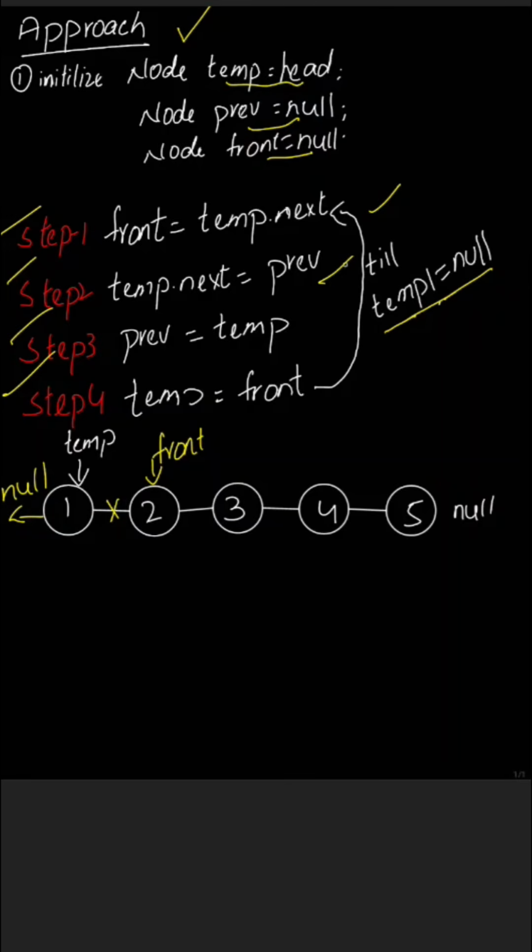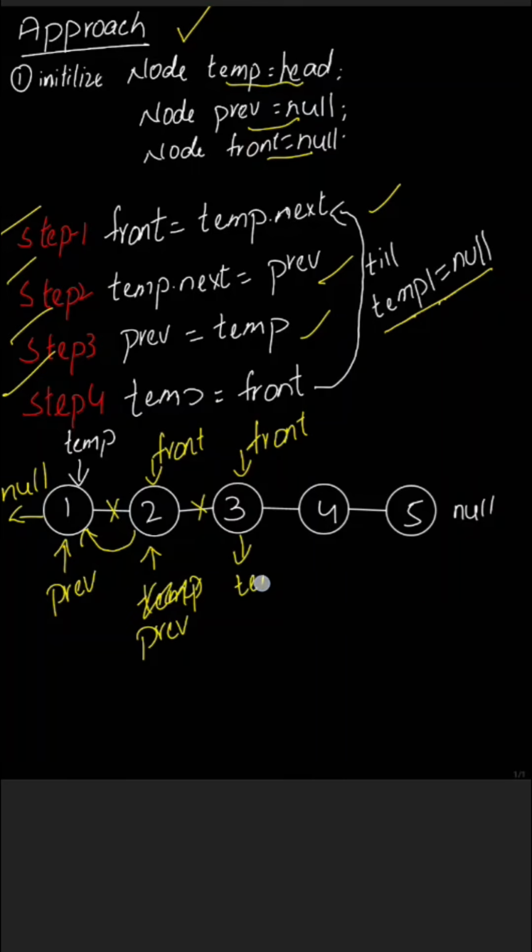Then step 3 is previous equals temp, we are updating the previous value to temp, so this will become previous. Then step 4 is temp equals front, so we are updating temp to front. Then this process will continue again. We'll update this node as front, we'll break this link and connect to the previous node. Then we'll update temp as previous, then we'll update temp as front.